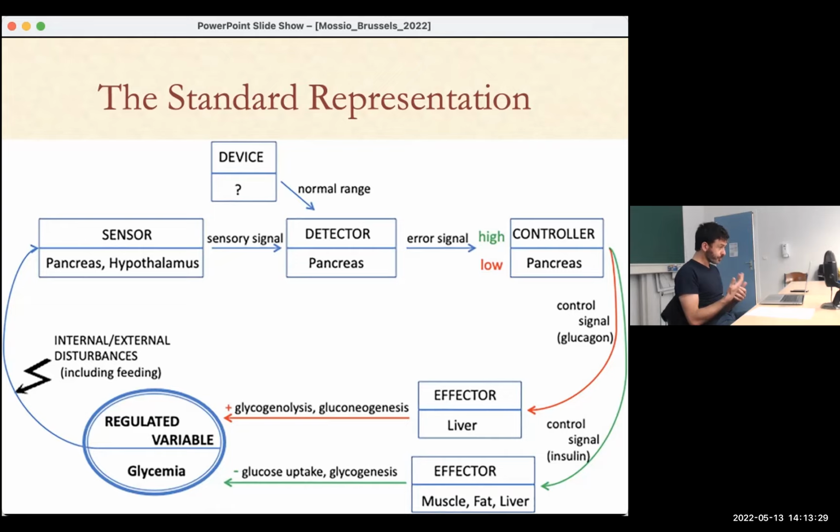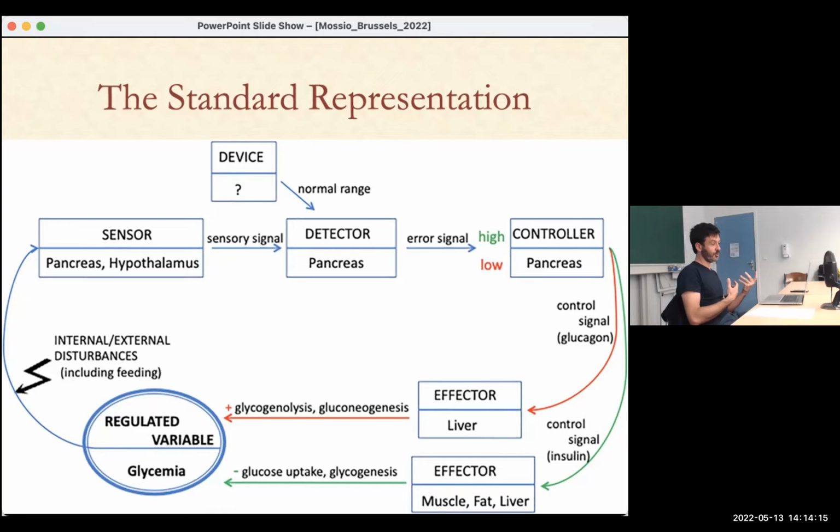In any case, the pancreas also places the detector, which estimates the difference between the normal range and the signal sent by itself and the hypothalamus, and as a result sends an error signal to the controller, which is also located in the pancreas. So the pancreas plays many functions in this model. At that point, the controller reacts to this error signal by sending control signals. The two main signals are carried by very well-known hormones, one insulin, and the other glucagon.